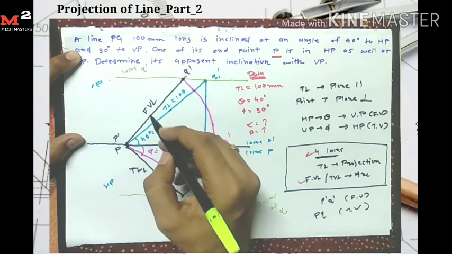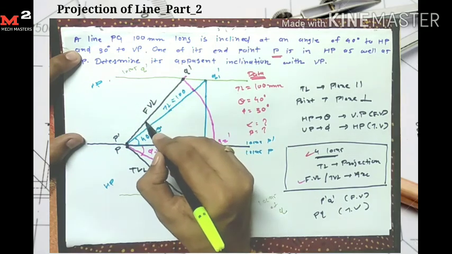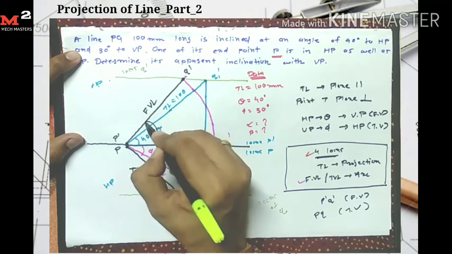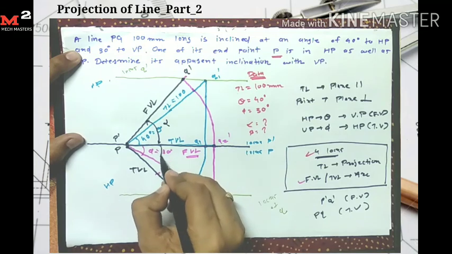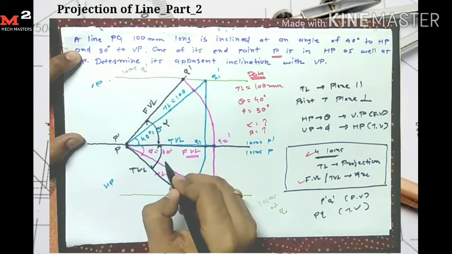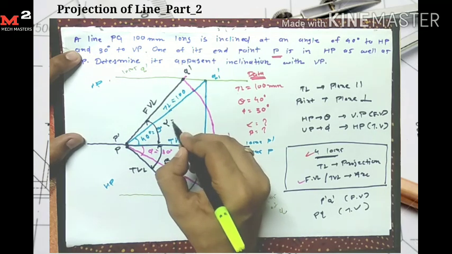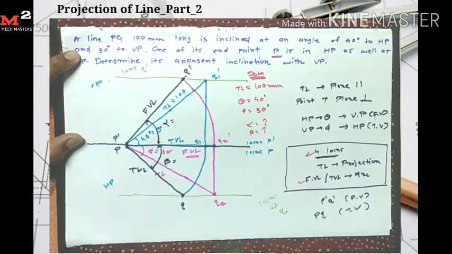Here the angle made by the front view length, this angle, is my apparent angle alpha, and this angle is my apparent angle beta. That is what we find in this question. So in this way I solve this problem.